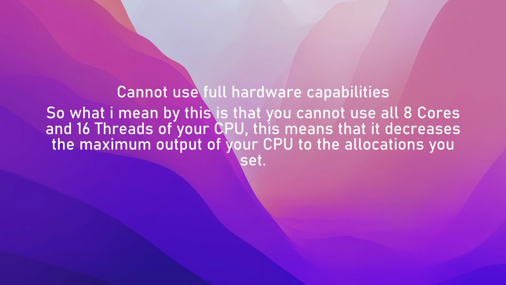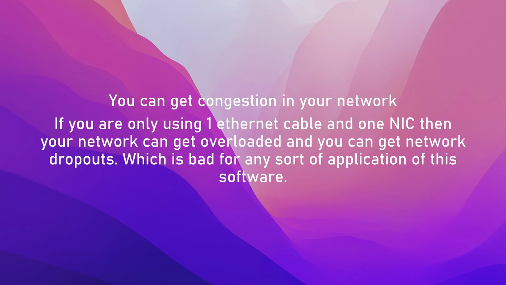So you can't use full hardware capabilities. What I mean by this is you can't use all your 8 cores and 16 threads, as an example, on a Ryzen 7 2700X. This means that it does decrease the maximum output of your CPU to the allocations you do set. You also can get congestion in your network if you're only using one Ethernet cable and one network interface card. The network can get overloaded and you can get network dropouts, which is bad for any sort of application of Proxmox.